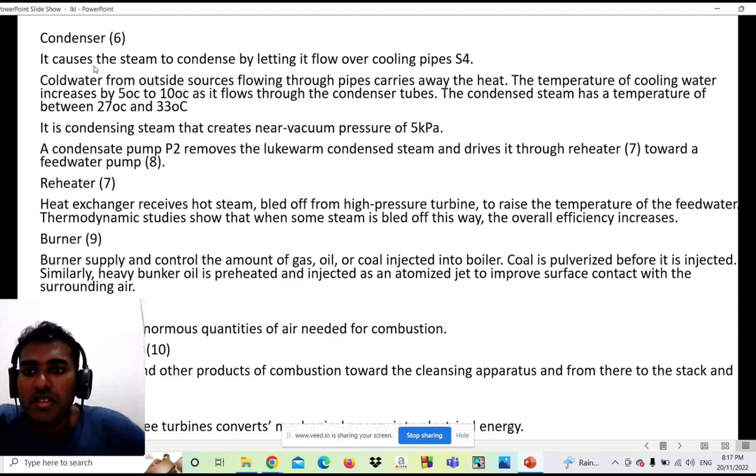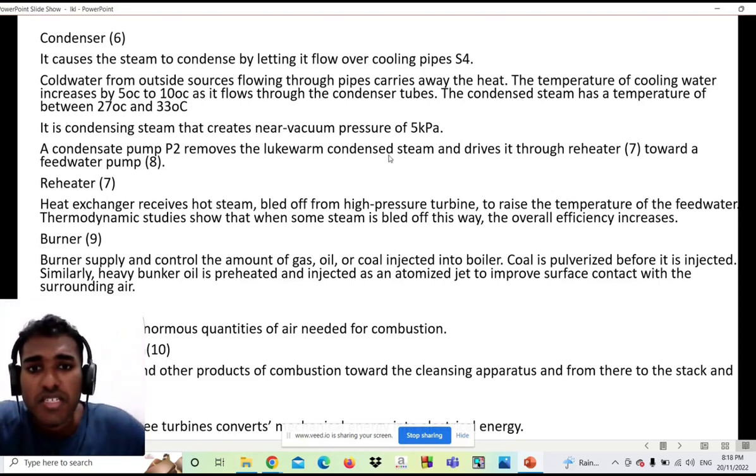The condenser causes the steam to condense by letting it flow over pipes of cold water. This cold water carries heat away through the pipes, so it makes the temperature cool. It will cool within a temperature range of 27 degrees Celsius to 33 degrees Celsius. So it creates a pressure of 5 kilopascals. This is the general pressure.